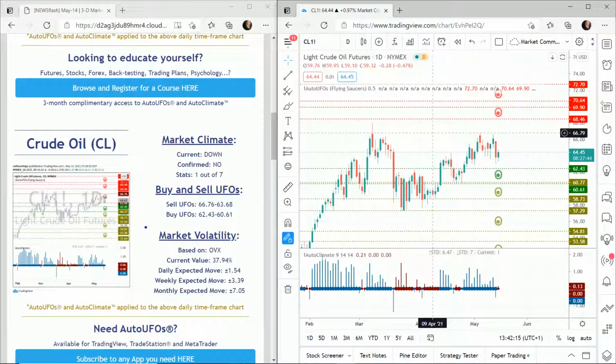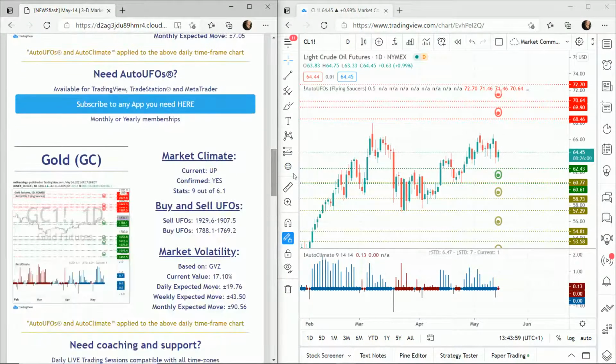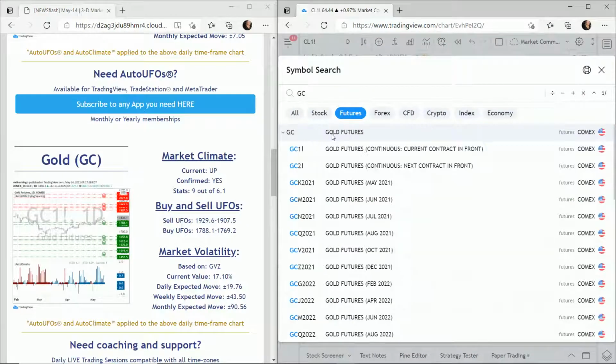In terms of volatility, we'd expect movement in 1 year of 37.94%. That means movement up or down in 1 day of 1.54 points, in 1 week up or down of 3.39, and in 1 month up or down of 7.05 points. So again, that's just volatility up or down. We look to our climate and UFOs to figure out in which direction that's more likely to happen. For the time being, not enough probabilities either way on oil to call it. Now moving on to the next market, which is gold. So let's take a look at gold.